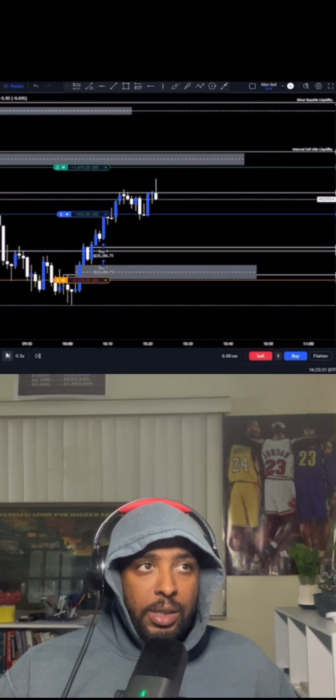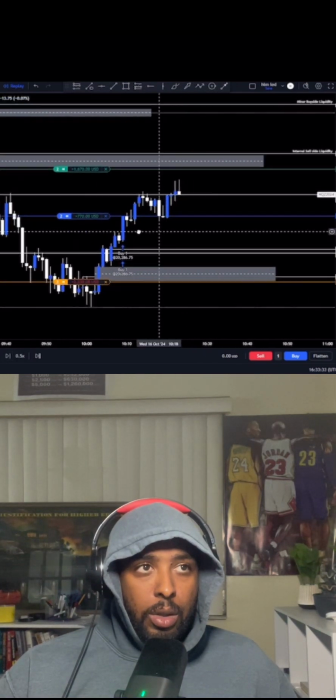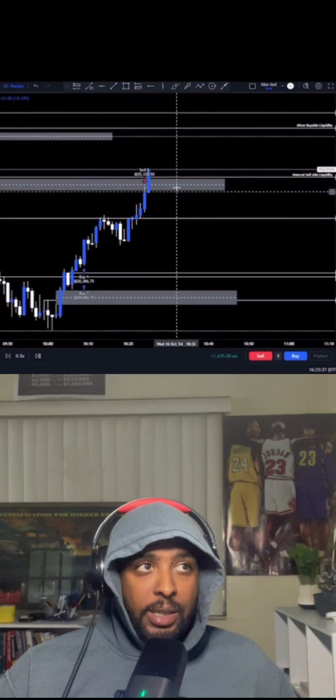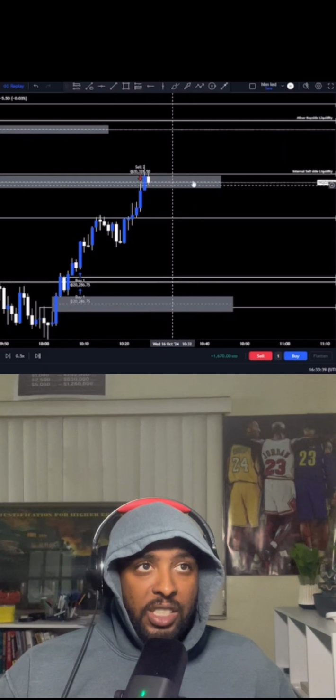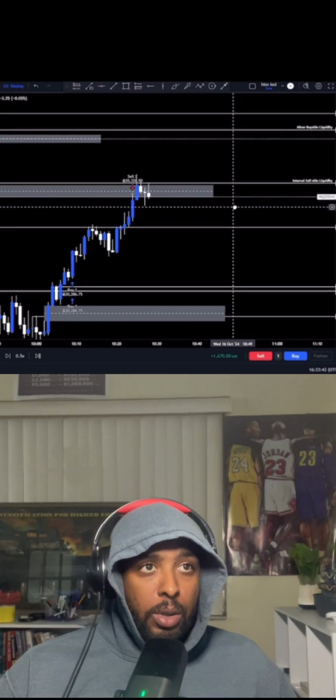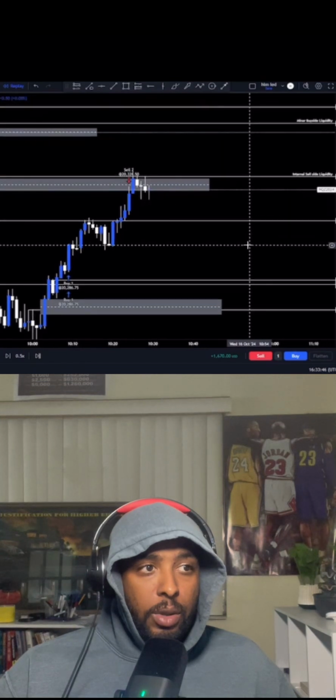So you see how it kind of consolidated here? So look, smack TP, right? Okay, now it's at the first presented fair value gap. So let's see what it does. Does it consolidate? Does it manipulate? What does it do? Okay, it's coming down. Let's fast forward a little bit.